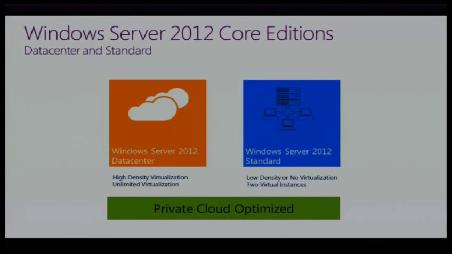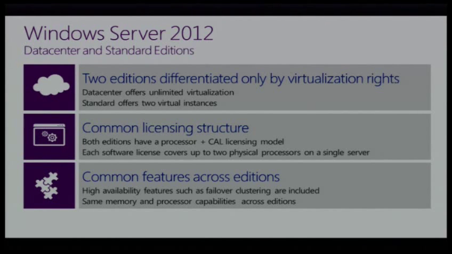This edition is ideally suited for rapidly growing businesses with high-density virtualization needs. Standard Edition is optimal for low-density environments or for those without virtualization needs, as each license provides for 2 virtual instances. Both Windows Server 2012 Data Center and Standard Edition are only differentiated by virtualization rights. Data Center provides for unlimited virtualization, and Standard provides customers with 2 virtual instances with each license.